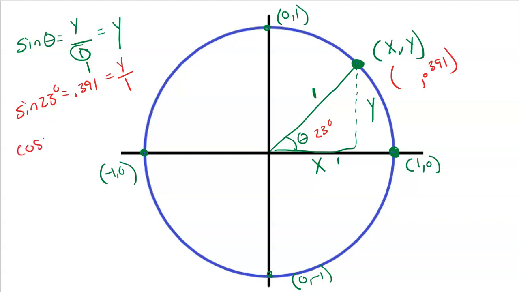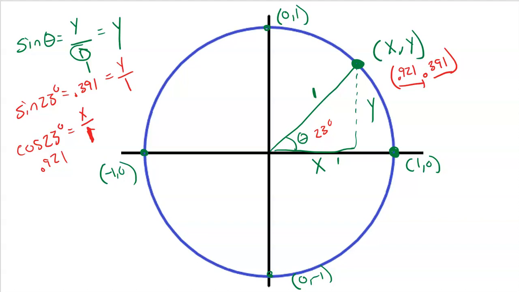And how would I find the x coordinate? Well, that's cosine, right? Cosine of 23 degrees, we traditionally know as x over r. But if that radius is 1, then it's just x. Of course, I have to emphasize this only happens when you're on the unit circle, but that's what we're talking about right now. So cosine is 0.921, and that would be my x value. Sine is y divided by the radius, 0.391 divided by 1 is 0.391. And cosine is the x coordinate, 0.921 divided by the radius 1, so I get 0.921. So there is my point that corresponds to 23 degrees.